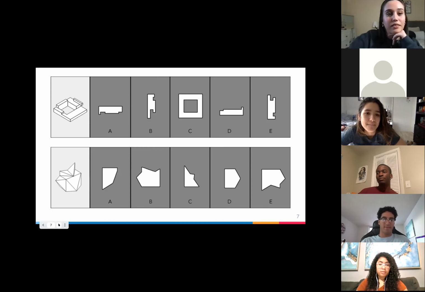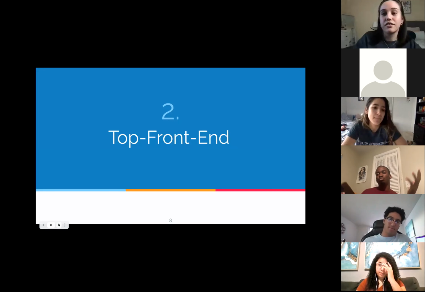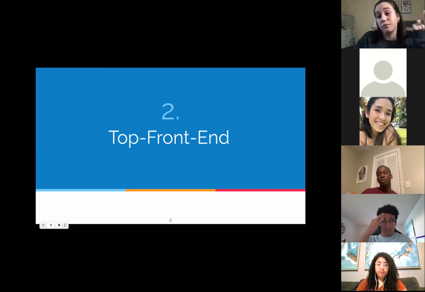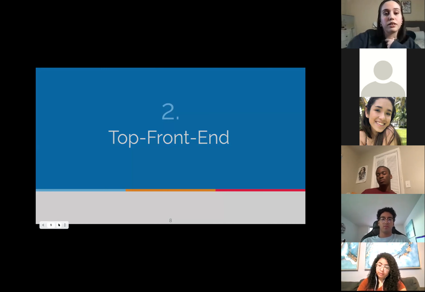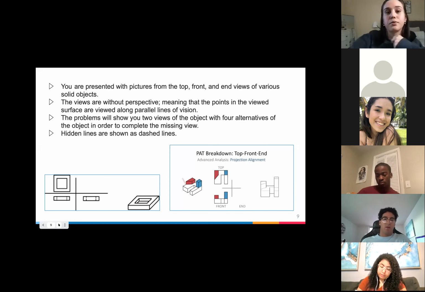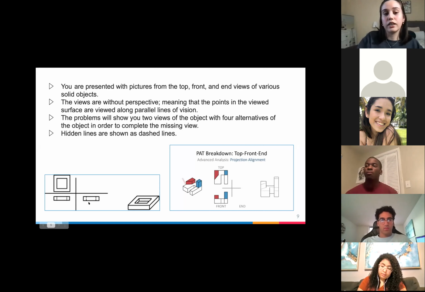So yeah. Moving on to the second section that you would see, the top front end. Remember, they're going to have 15 questions on keyholes, and now we move to the next 15 questions on top front end. What this section consists of is that you're presented with pictures of an object from the top. Always the top view is going to be here in the top left, the front view is going to be here in the bottom left, and the side view is going to be here in the bottom right.